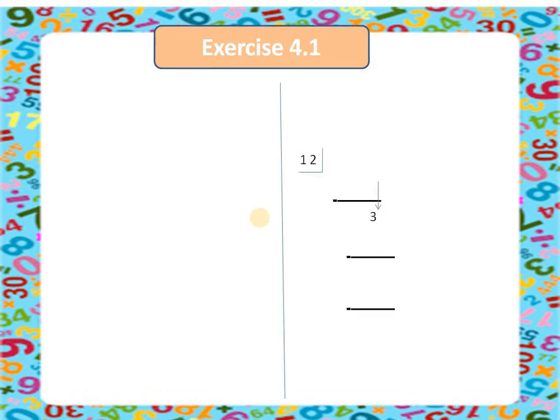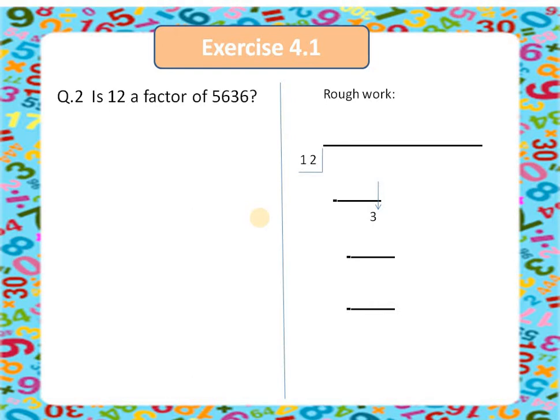Okay. Let's begin. Question number 2. Is 12 a factor of 5636? We are going to check now whether 12 is a factor of this number or not. So we will start rough work. 5636 we will write as dividend and our divisor is 12. 12 fours are 48. We have got 8 as remainder. Then we will write down 3.